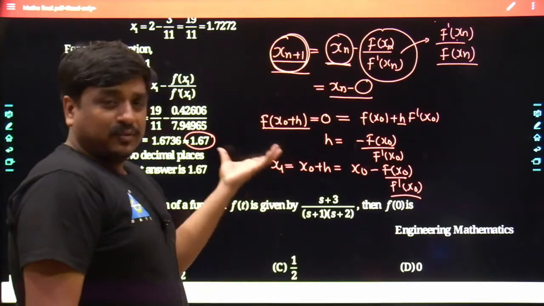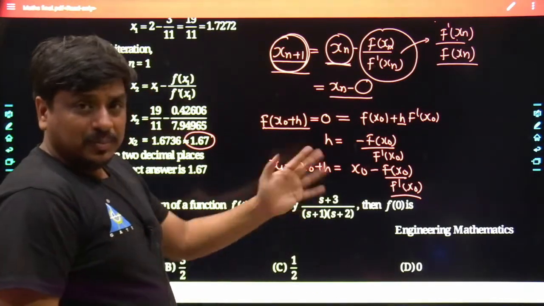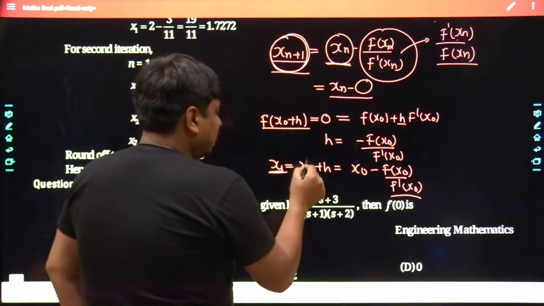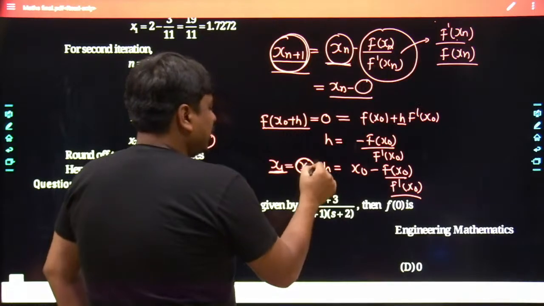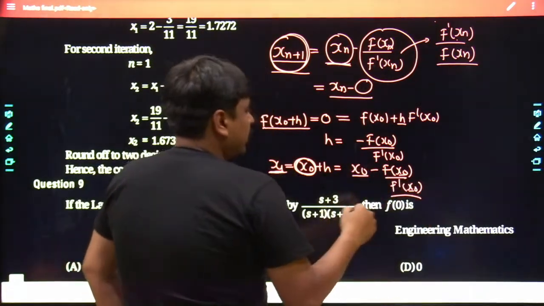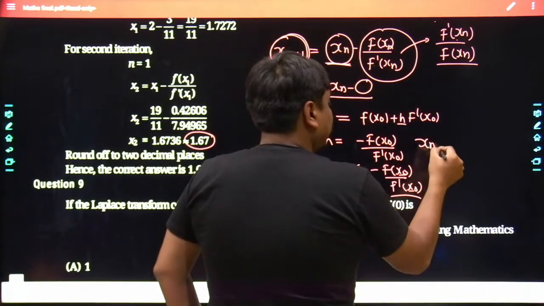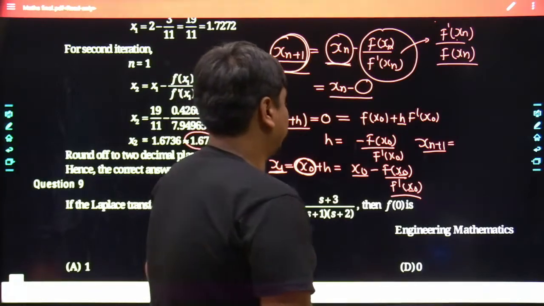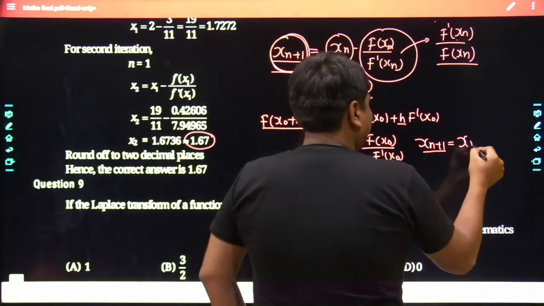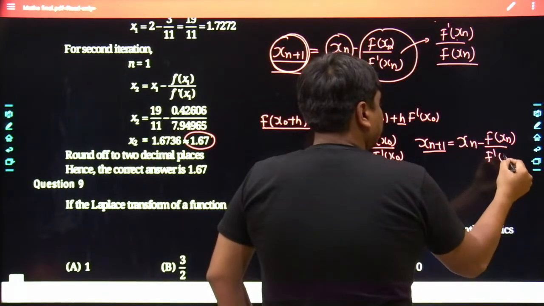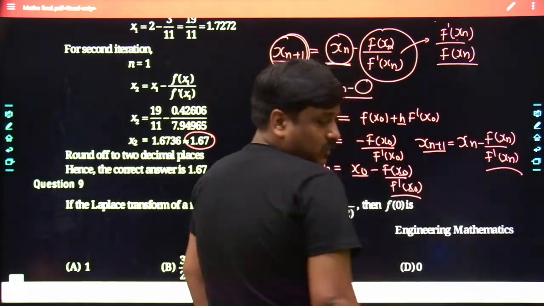And yes, what would be the next step if you go into a better approximation, or if you're interested in finding the value of x2? Rather than taking the reference of x0, you would be taking the reference of x1. Or in short, if you wanted to calculate the better approximated value x of n plus 1, you can take the reference of x of n, f of x of n divided by f dash of x of n. That's it.